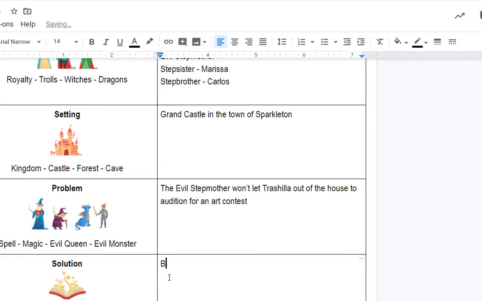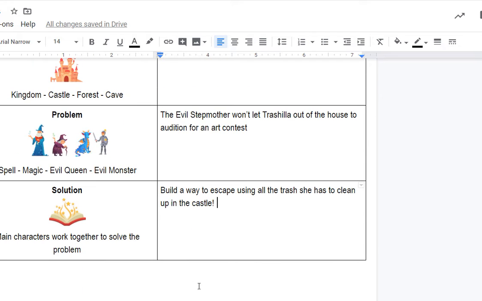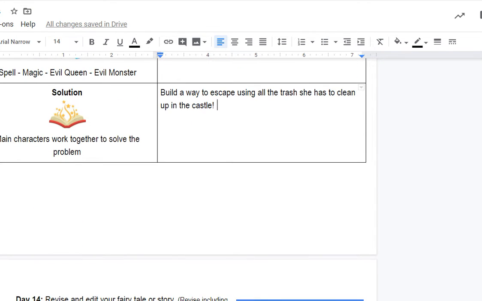So she wants to enter this art contest and she's going to use the trash as the sculpture, but her evil stepmother won't let her. So that's what I think is going to happen. So what I think she's going to do is build a way to escape using all the trash she has to clean up in the castle. So I love this because the main character is solving her own problem.